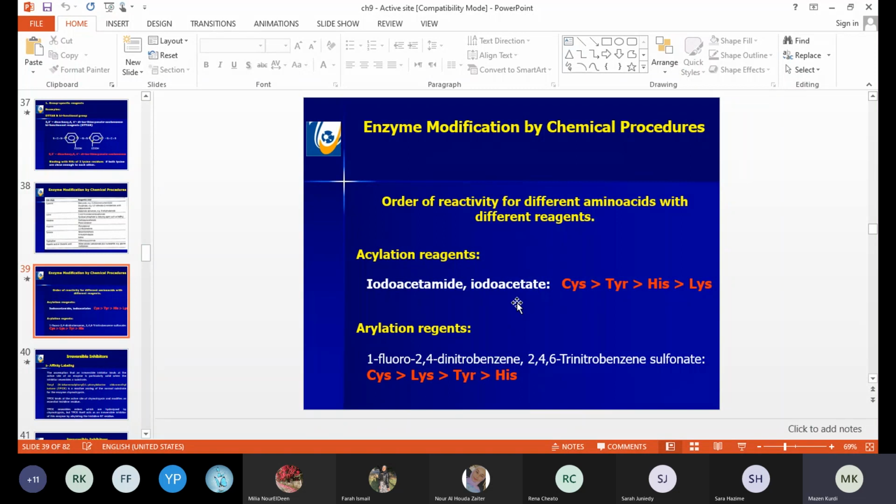يعني ممكن يكون في عنا amino acids يعمل interaction with more than one reagent. One molecule can interact with more than an amino acid، بس حيكون عنده order of reactivity for these amino acids. For example, iodoacetamide or iodoacetate هن عندهم order of reactivity with the cysteine first, then tyrosine, then histidine, then lysine. يعني هن ممكن يعملوا interaction مع هول الأربع amino acids.